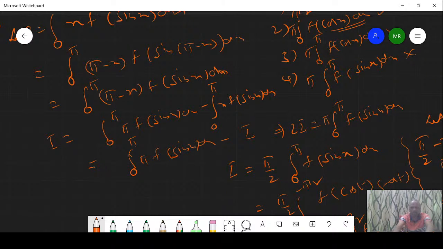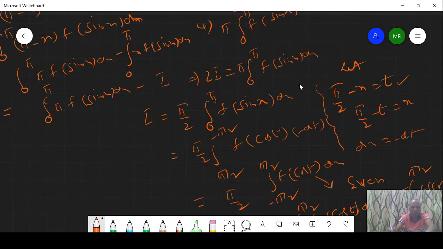Now I is equal to pi by 2 into integral 0 to pi of f of sin x dx. But this answer is not in the options. Then I thought of some combination. The second, third and fourth options are not the answer; it is either first or second. In the second option cos x is there. How to get that? Consider pi by 2 minus x equal to t. Then x equals pi by 2 minus t, dx equals minus dt. You simplify all this.